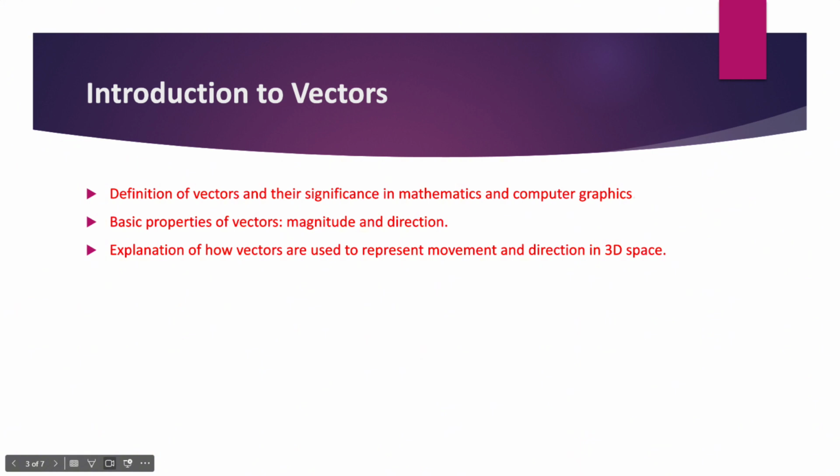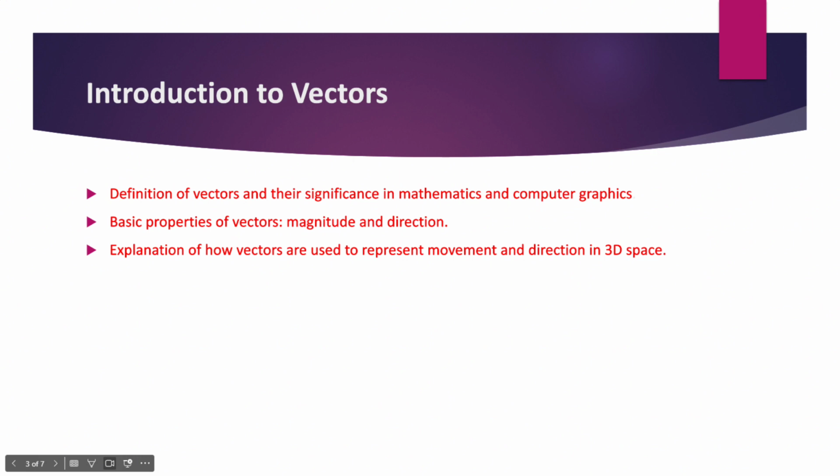For example, position vectors represent the position of a point in 3D space relative to the origin. Direction vectors indicate the direction in which an object is moving or facing. Velocity vectors represent the rate of change of position of an object in a particular direction. Force vectors are used to represent forces acting on objects in 3D space, such as gravity, friction, or applied forces.